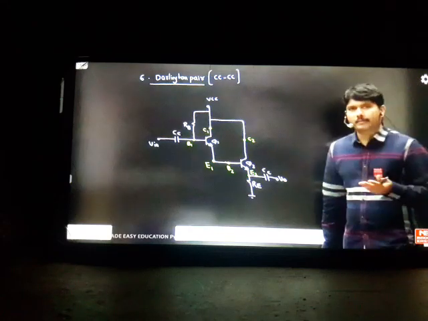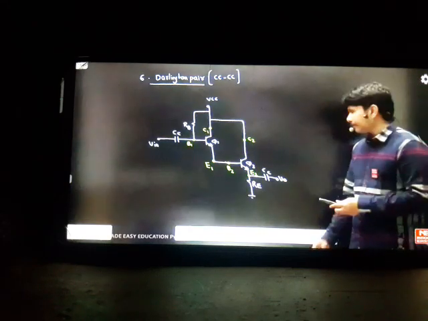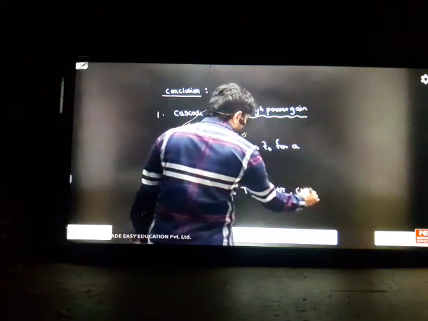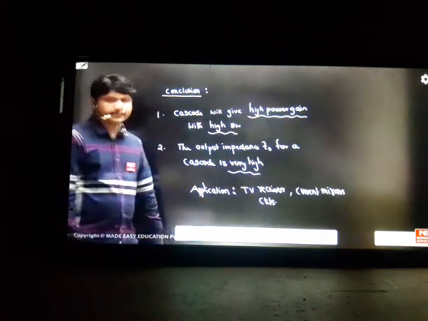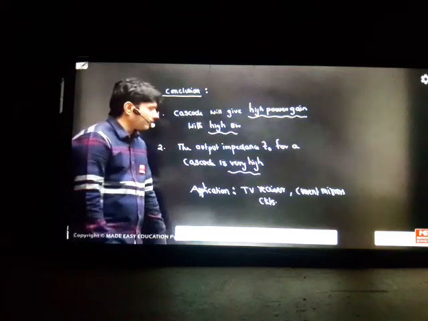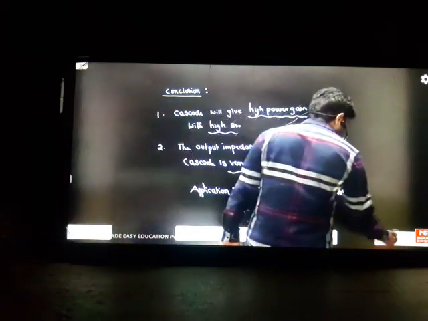And not only that, in current mirrors we can use it, because if you want high output impedance, we can go for current mirrors. You can add that point also here: TV receiver circuits, and in current mirrors we can use this. In current mirrors also you can use it. Current mirrors, high output impedance we can get. If you use cascode techniques, we get a high output impedance. So TV receivers, current mirrors, all these things we can use it.